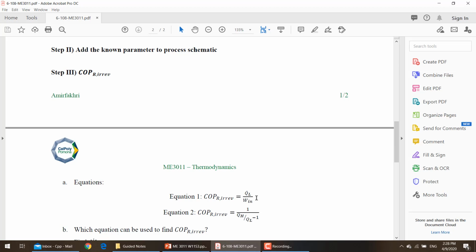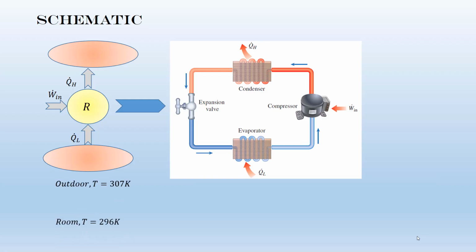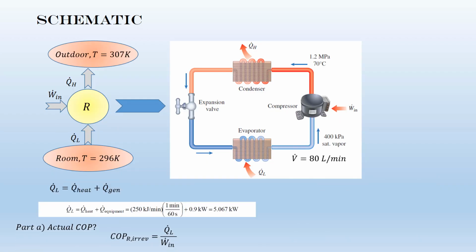Okay, look guys, for this problem, you can use both of these two equations. You can use either equation 1 or equation 2 to find the COP for the irreversible refrigerator. So I picked the first one to solve this problem. It's up to you. You can pick the first one or the second one. Now, if you want to use the first equation, so this is the first equation.